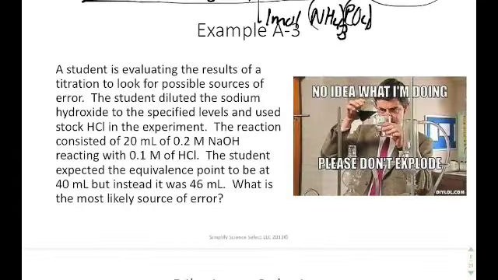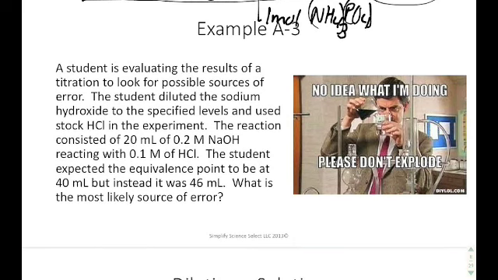Okay, and this one, example A3, says a student is evaluating the results of a titration to look for possible sources of error. The student diluted the sodium hydroxide to the specified levels and used stock HCl in the experiment. The reaction consisted of 20 mL of 0.2 molar NaOH reacting with 0.1 molar HCl. The student expected the equivalence point to be 40 mL, but instead it was 46. What is the most likely cause of error?